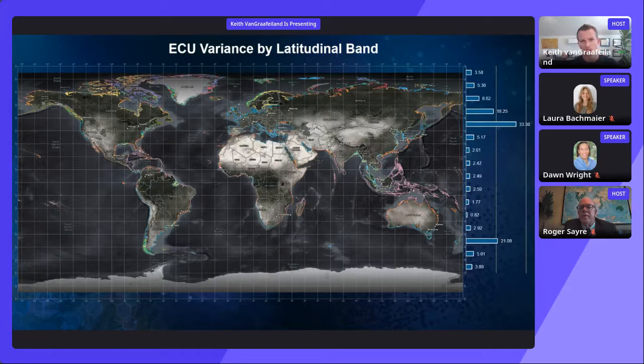And along the same line, we can look at the variance by latitudinal band. And we see between 40 and 50 degrees north, there's a really high variance within that. So maybe this is a more complex shoreline within these areas. But this is something that would encourage me to look a little bit deeper in those areas and really start to learn more about what in particular is happening.